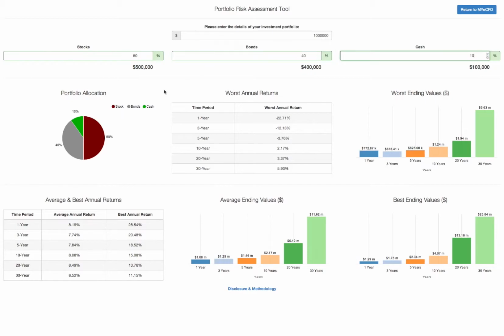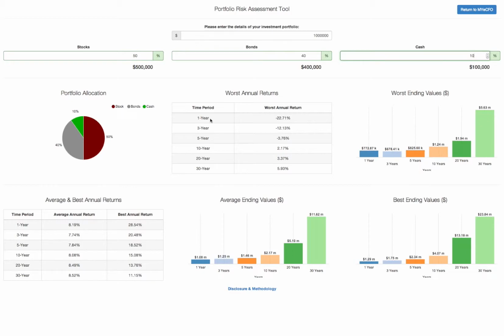Essentially, what this tool is doing is looking at historical returns of the S&P 500, treasury bonds, treasury bills, 1928 to 2013, and putting out what the results are of that particular portfolio. So here you have a pie chart, shows what your allocation is, and this worst annual returns table shows you what the annual investment return was over these various time frames.